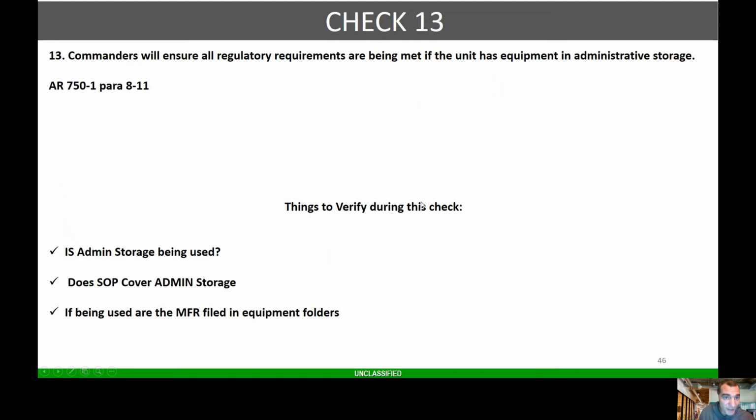Check 13, commanders will ensure all regulatory requirements are being met if the unit has equipment and administrative storage. This is 750-1, paragraph 8-11. Things to check: is admin storage being used? Does the SOP cover admin storage? And if being used, are MFRs filed in the equipment folders? Just keep that in mind.